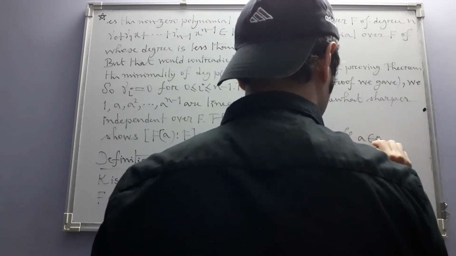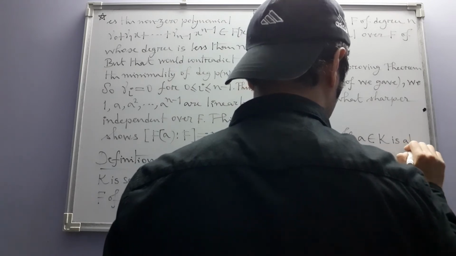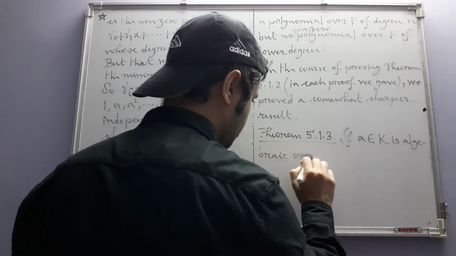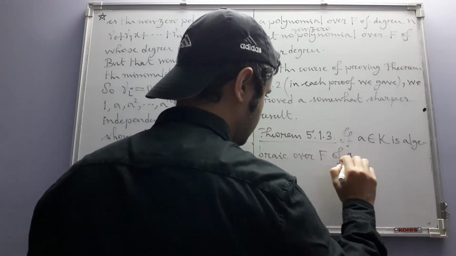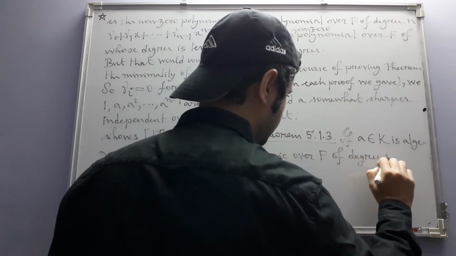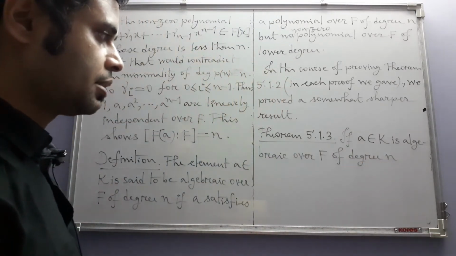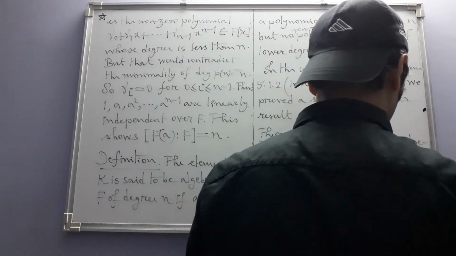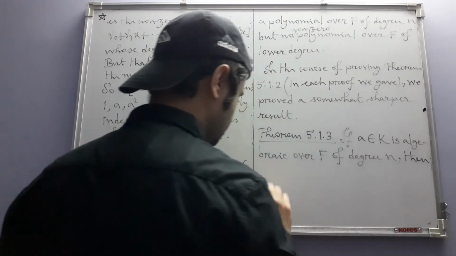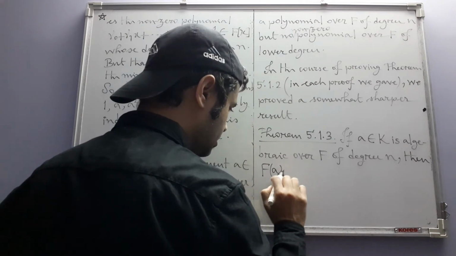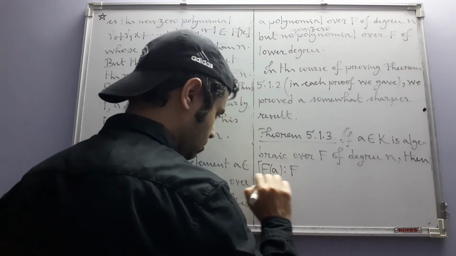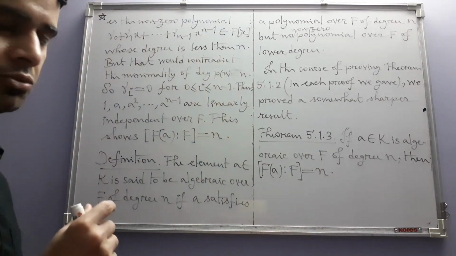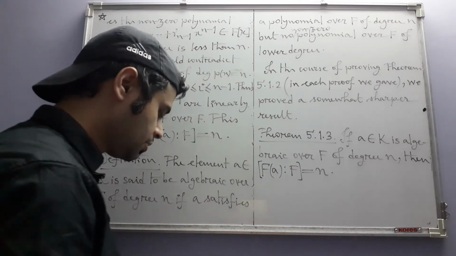If a belonging to K is algebraic over F of degree n, we know what this means. It means that the minimal polynomial for a is of degree n. Then the degree of the extension F(a) of F over F is exactly equal to n. That is, the dimension of F(a) as a vector space over F is precisely equal to n.